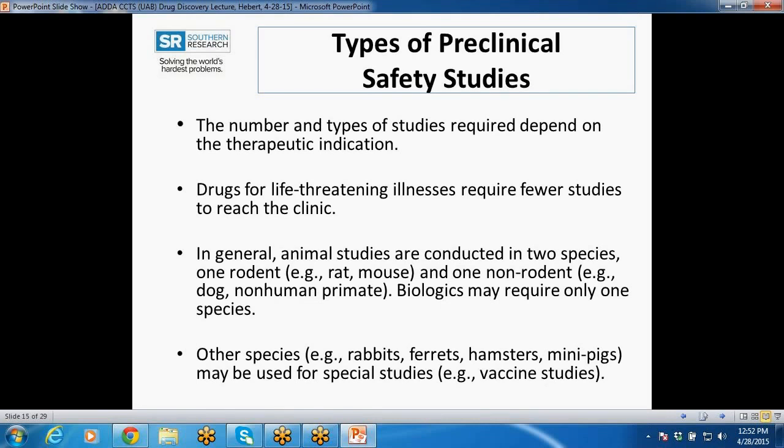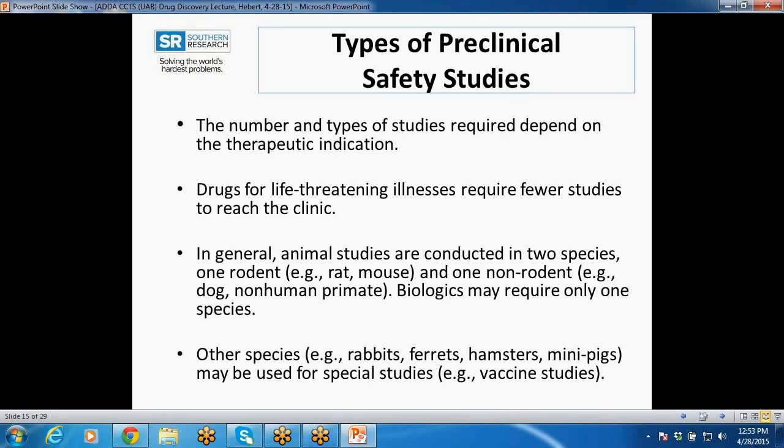So the number of studies that you do and the type of studies that you do depend on your therapeutic indication. One thing to bear in mind: drugs that are being developed for life-threatening illnesses typically require less testing, and there's a higher tolerance for toxicity. A good example is drugs that are being developed for cancer. If your choice is not take the drug and die, or take the drug and have sores in your mouth and lose all your hair, that may be acceptable toxicity if it's going to save your life.